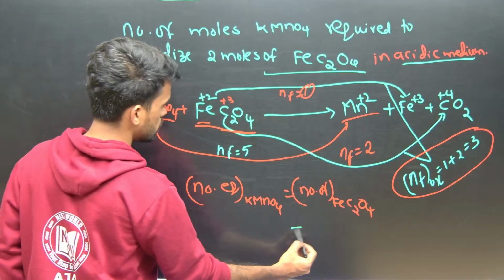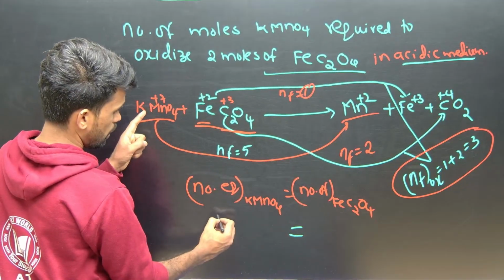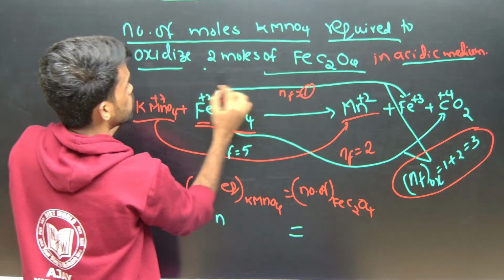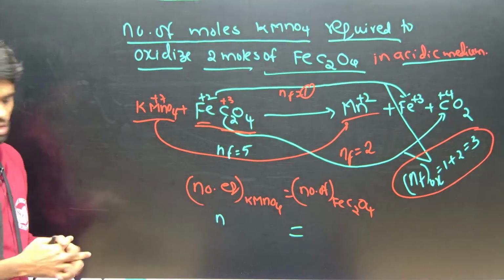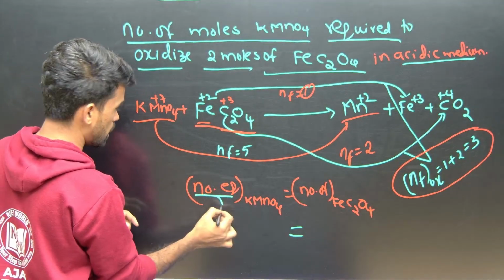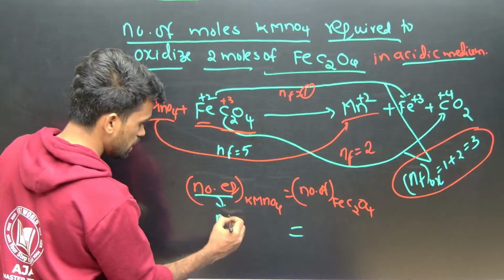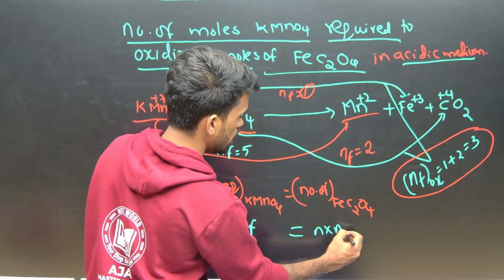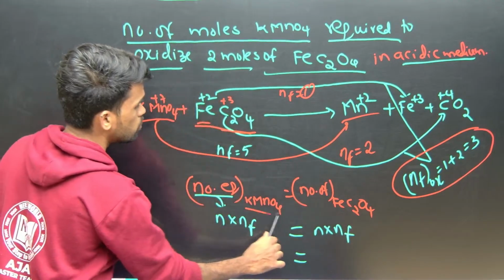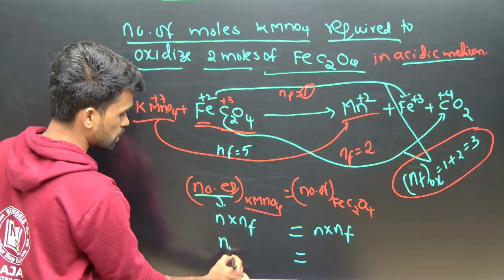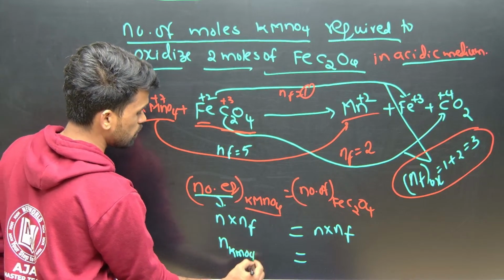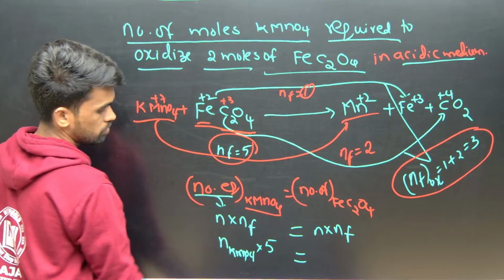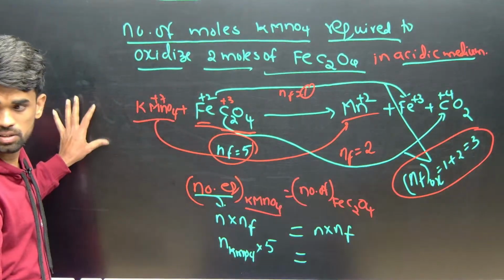Now what to do here? See what they are asking: number of moles of KMnO4 required to oxidize 2 moles. They are talking in terms of moles only. So on both sides, wherever you have number of equivalents, you can just write it as n into N factor. How many moles are they asking? They are asking about the number of moles of KMnO4. What is the N factor for KMnO4? 5. Now what about the ferrous oxalate?